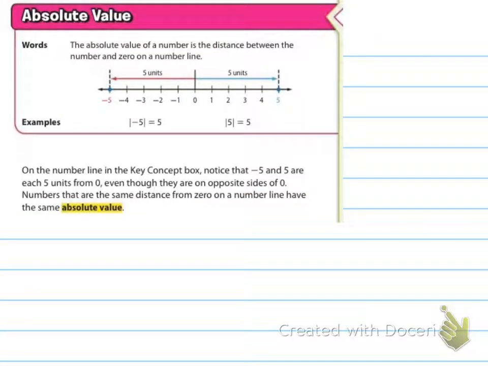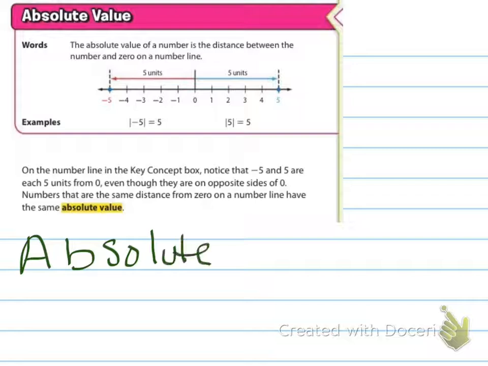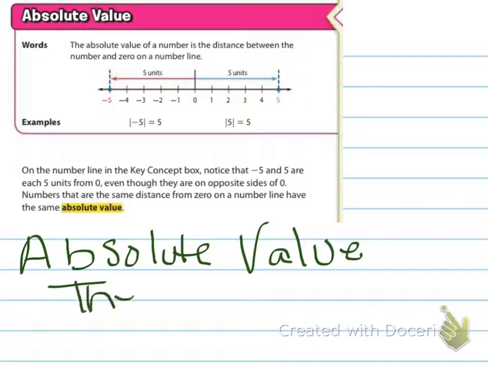Alright, now we're going to talk about absolute value, which again, you might be noticing that these are all reviews because we have learned this already this year. So for absolute value, the words are the absolute value of a number is the distance between the number and 0 on a number line. The distance from 0. So what I want you to write is absolute value, the distance from 0.